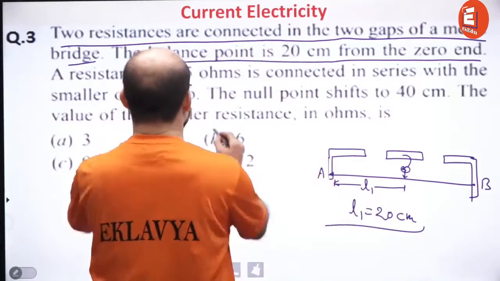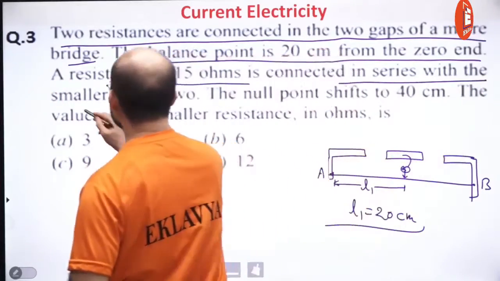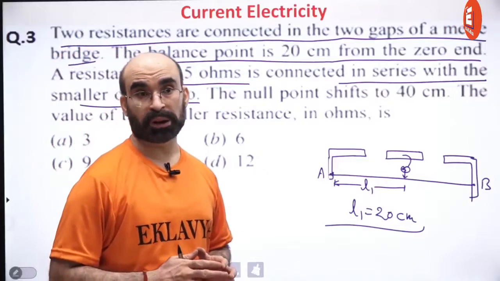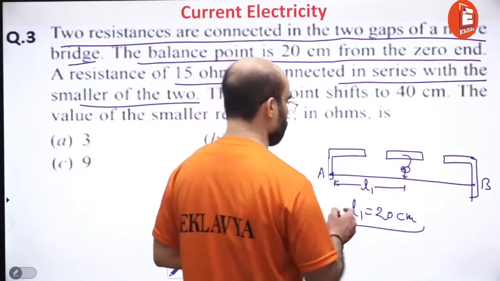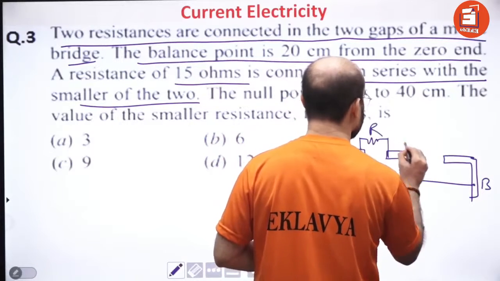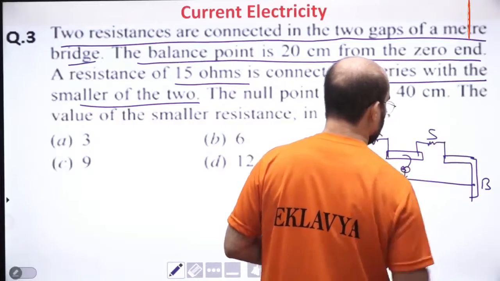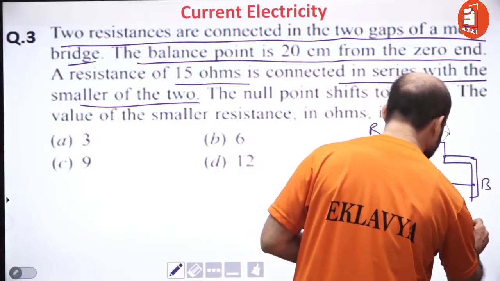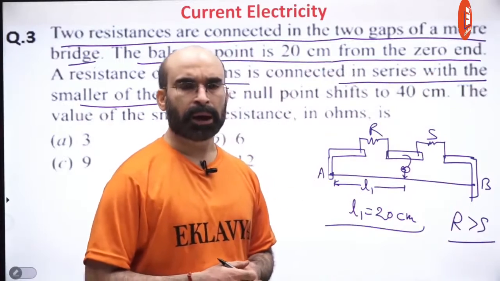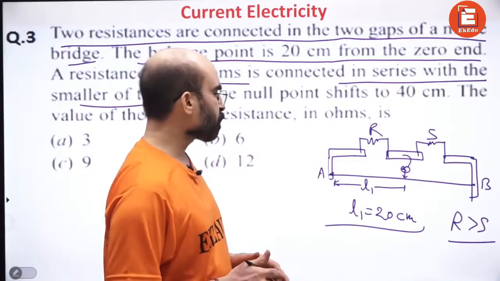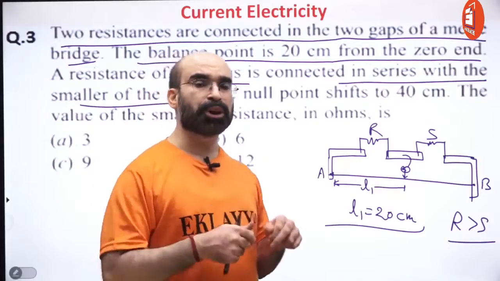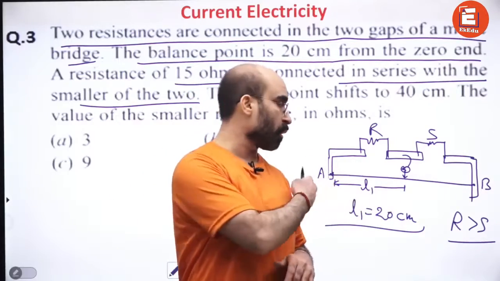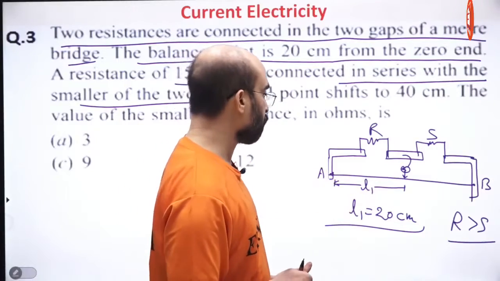Zero end. A resistance of 15 ohm is connected in series with the smaller value of the two. We don't know which one is the smaller value. So what we can do is, let us call this R and this S. Just assume that S value is smaller, R is greater than S. It will not make any difference, because when you assume according to that assumption, you are going to consider the shift and all other balancing length values.